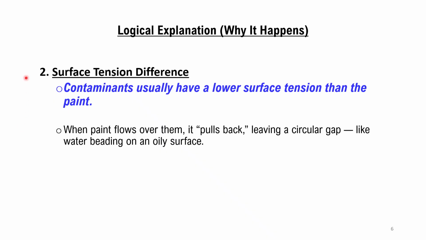Number two, surface tension difference. Contaminants usually have a lower surface tension than the paint. When the paint flows over them, it pulls back, leaving a circular gap like water beading on an oily surface. That is another important point to note, and another logical explanation regarding the appearance of fish eyes.